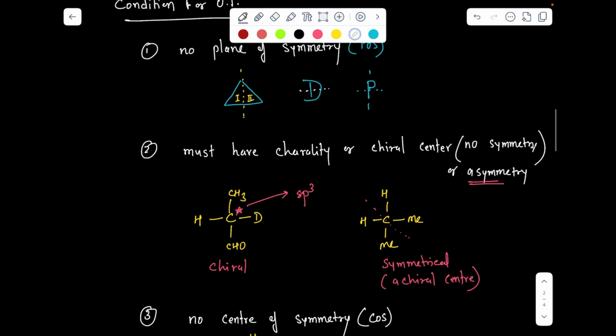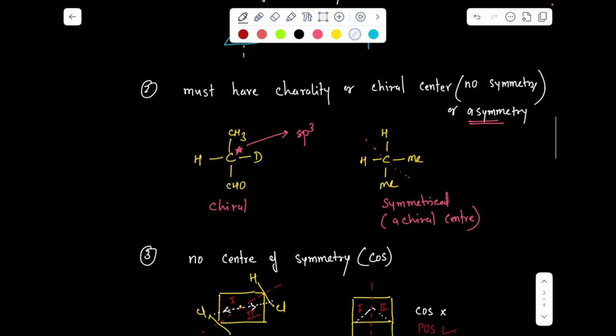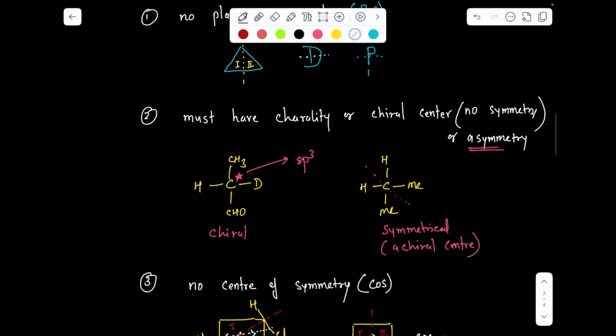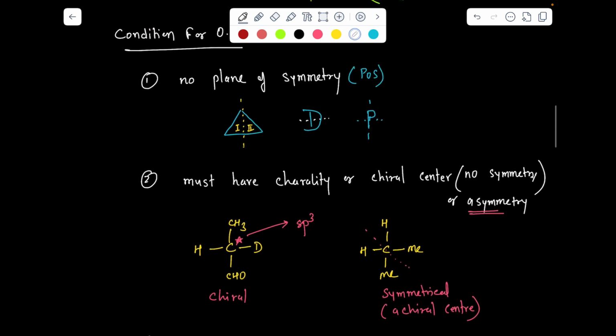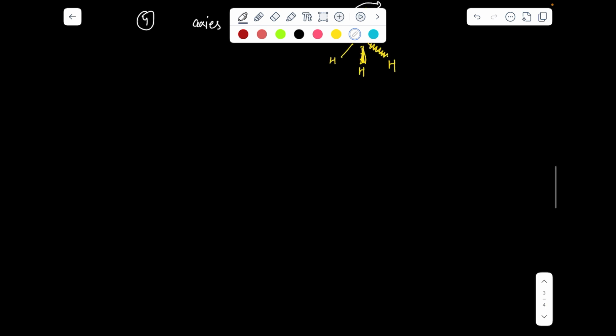Ultimate condition कौन कौन सी है? We have to check that there is no plane of symmetry and no center of symmetry. The chirality is again telling us the molecule does not have the plane of symmetry. So these conditions are necessary to find out whether the molecule is showing optical isomers or not. Now let's do some questions based on that.